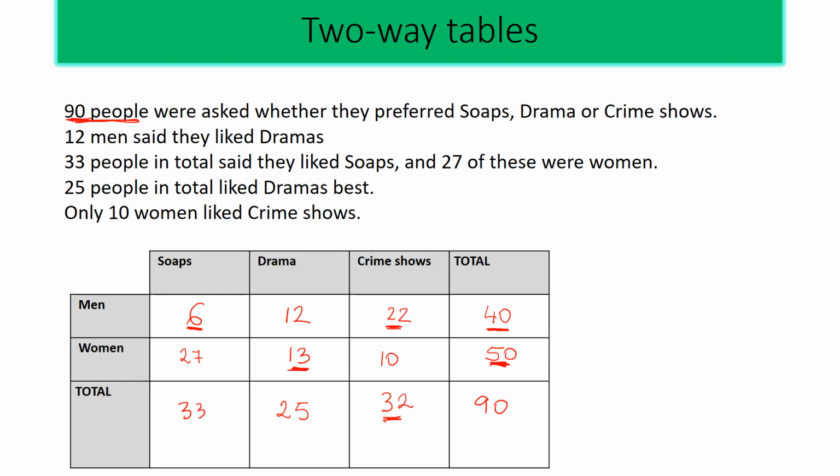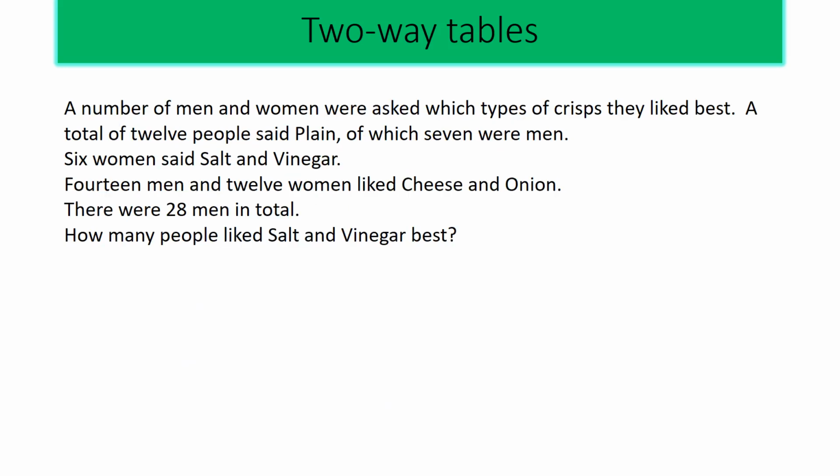Okay, I could also add 33, 25 and 32 just to check if I get 90. Okay, so 33 plus 25, that is 58, and then 58 plus 32 is 90. Okay, so my total is correct. Let's have a look at another one.